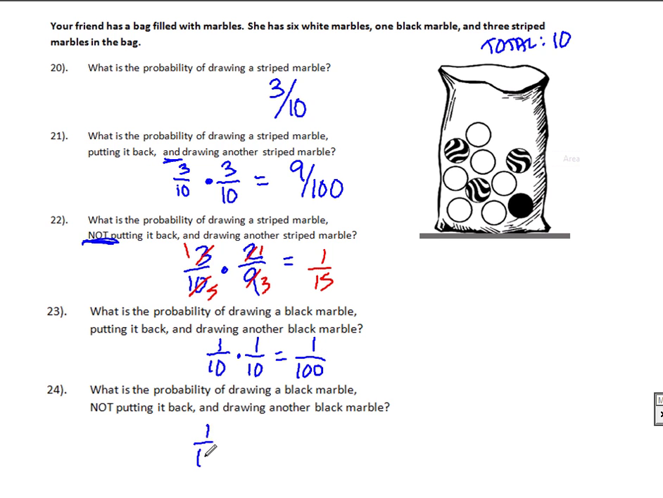So it's still 1 out of 10 for my first option. I've taken the black marble out now, so now the probability of getting a black marble, there's none left. So 0 out of 9 probability there. Multiply straight across, and I get 0 out of 90, 0, as my probability. Can't be done, obviously, because there's only 1 black marble. I can't pick 2 of them out of the bag.